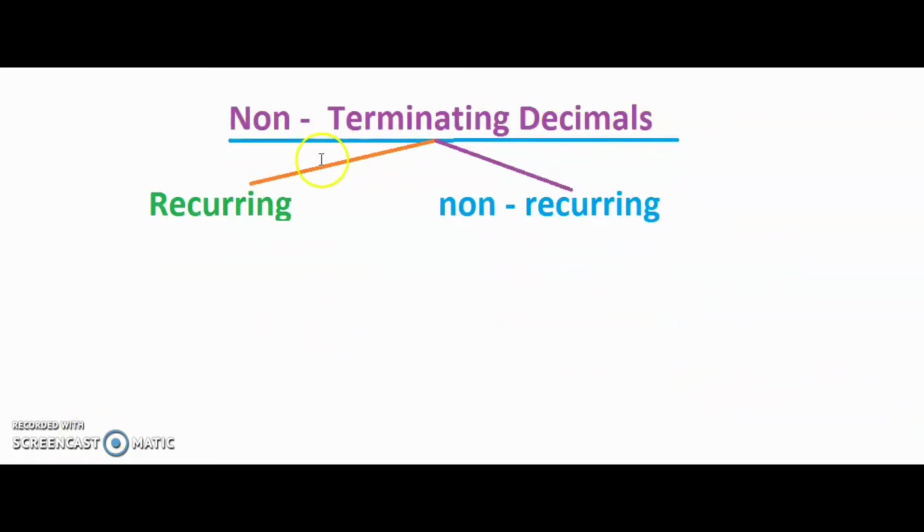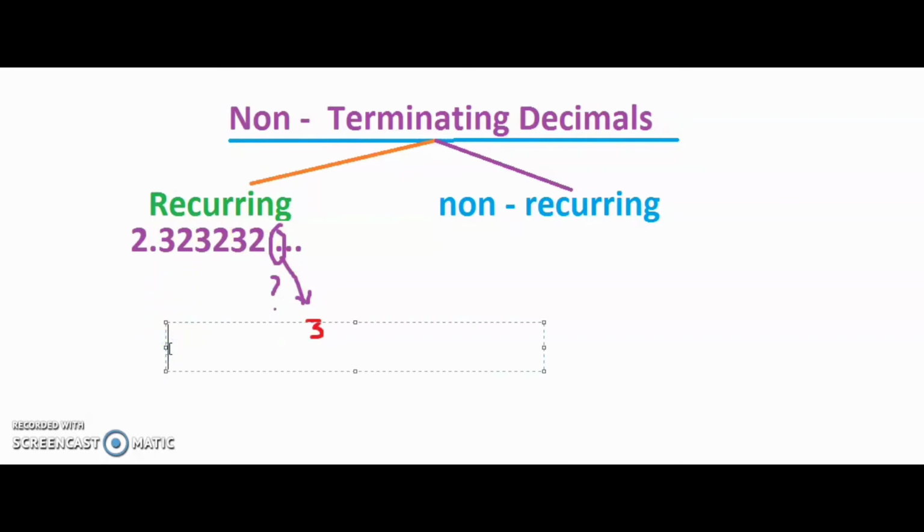What do you mean by recurring and non-recurring? It's very simple. Recurring means the digits are repeating uniformly. See this example here, 2.323232 etc. After the decimal point, see the digits, they are repeating uniformly so that you are able to identify the next digit. Can you say what is the next digit? Yes, it is 3. So what will be the next digit? It will be 2. We are able to identify the next digit.